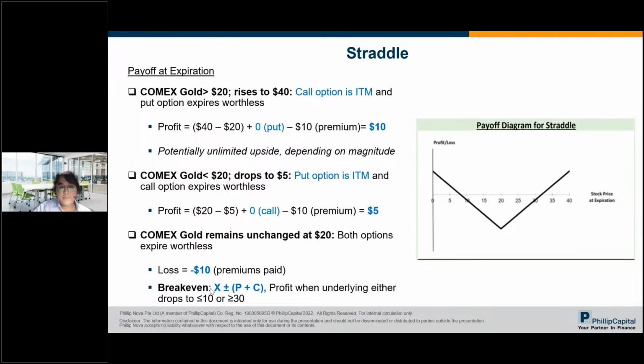And very lastly, the break-even point of a straddle strategy depends on both the premiums that you pay. So it's essentially the strike price plus or minus both premiums that you pay. And you can see it on this diagram over here. The strike price is 20. Your profit is only in positive territory once you deduct both option premiums that you're paying.